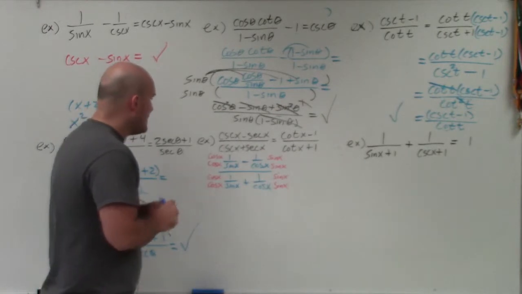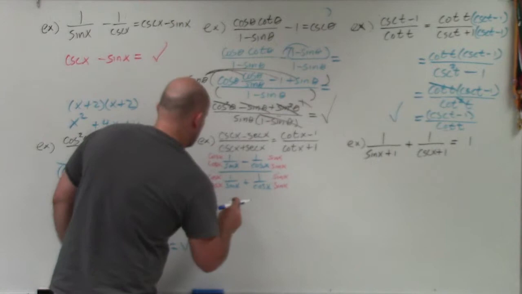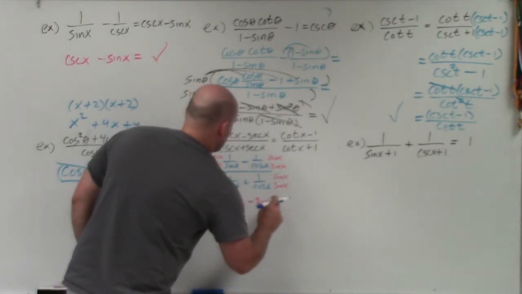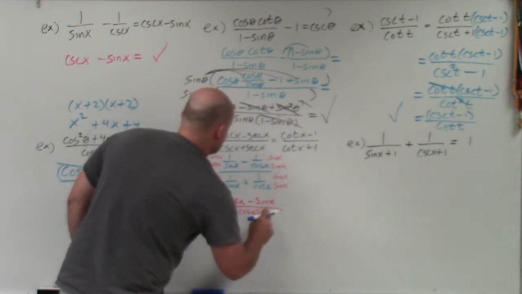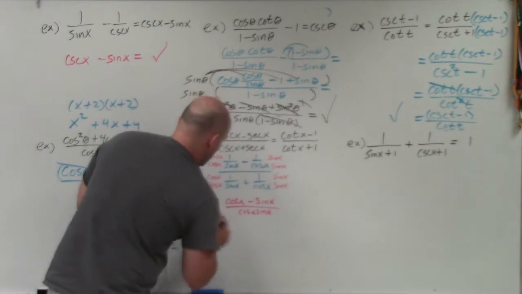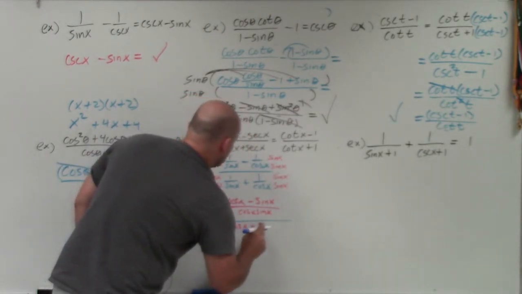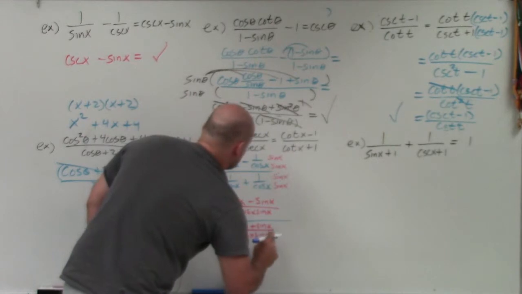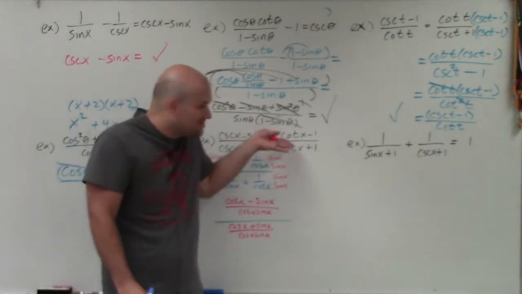OK, so now by doing that, what I obtained here is, let's write the problem over here. So now I obtain cosine of x minus sine of x divided by your common denominator of cosine of x sine of x, divided by cosine of x plus sine of x divided by cosine of x times sine of x. And you might say, all right, well, you just made this look so much more complicated. It's not even close to looking like that, right?